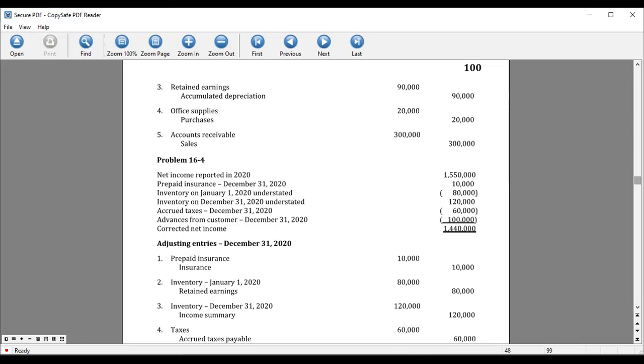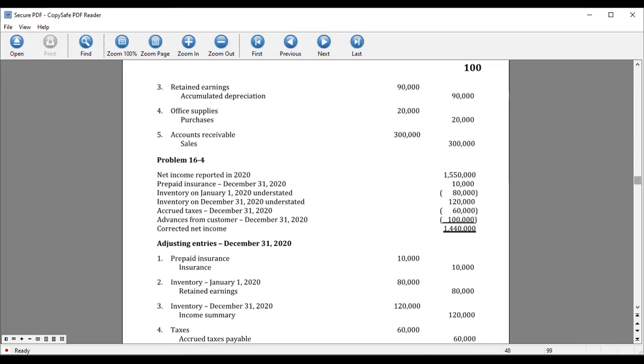Okay? So the correcting entry, you have to make an adjusting entry on December 31, 2020, to debit prepaid insurance by 10,000 and credit insurance expense. Now, the fire insurance premium of 40,000 was paid, and the policy covers 1 year from April 1, 2020. So April 1 up to December 31 is 9 months. So the prepaid portion is 3 months.